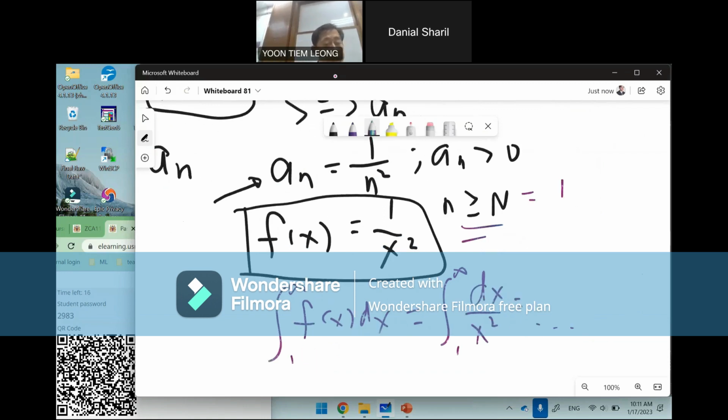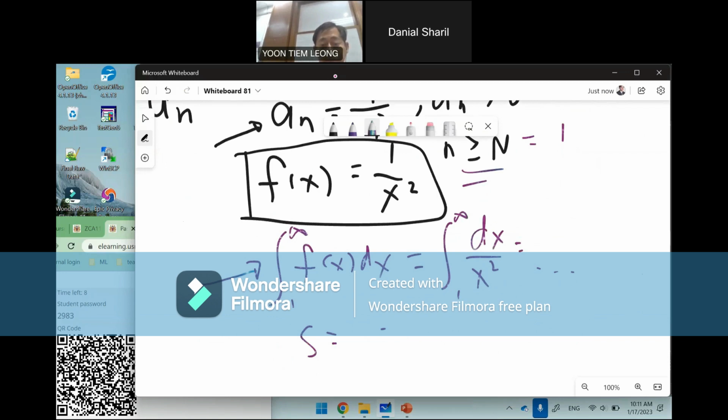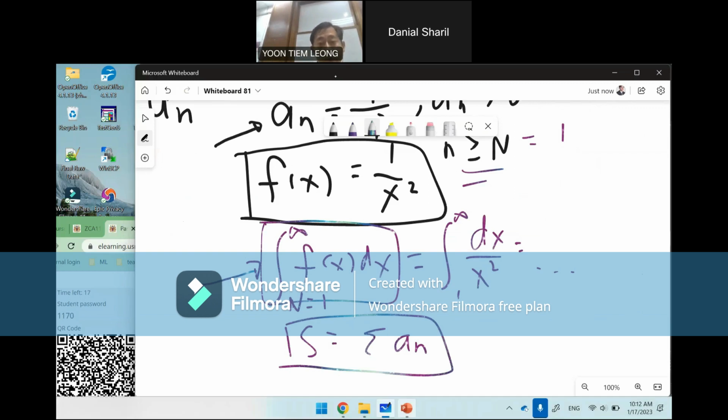Then if this integral converges, that means the series formed from the sequence terms a_n converges. If the integral of the function from N to infinity, with capital N equal to 1 here, is divergent, then the sum is divergent too. So that is basically what Theorem 9 says.